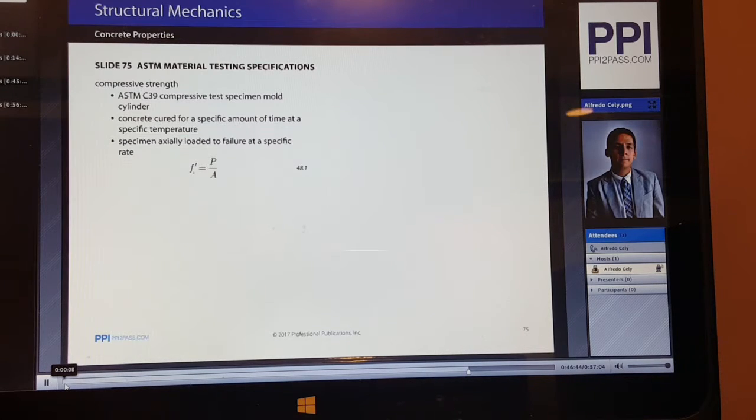Now for the compressive strength, ASTM C39 gives you the information for a compressive test specimen mold cylinder and concrete cure for a specific amount of time at a specific temperature. And it tells you that the specimen has to be actually loaded to failure at a specific rate. And this is given by equation 48.1.